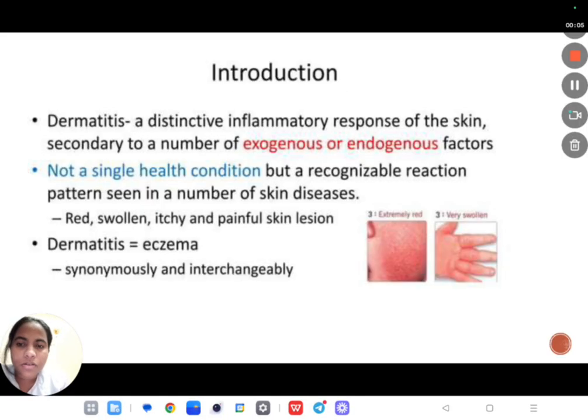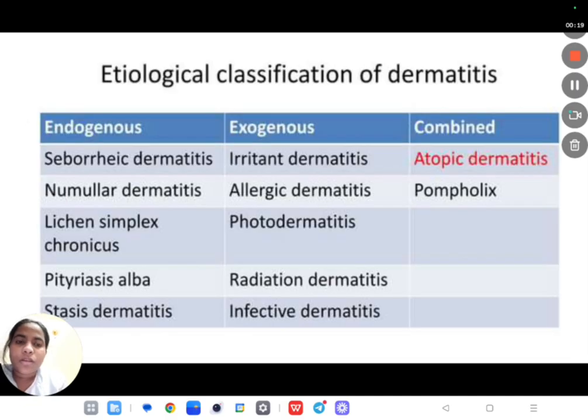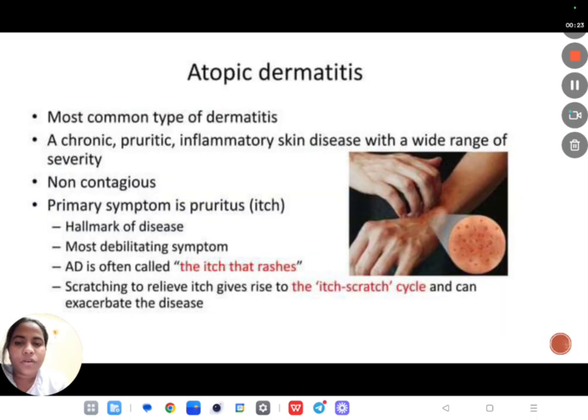Moving to the lecture. Dermatitis is an inflammatory response of the skin secondary to a number of exogenous and endogenous factors. It is a reaction pattern in a number of skin diseases, with red, swollen, itchy, painful skin lesions, and is classified into exogenous, endogenous, and combined forms.